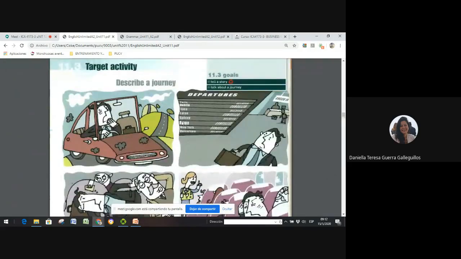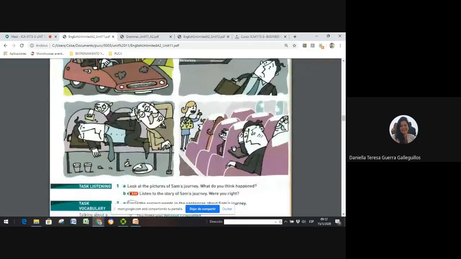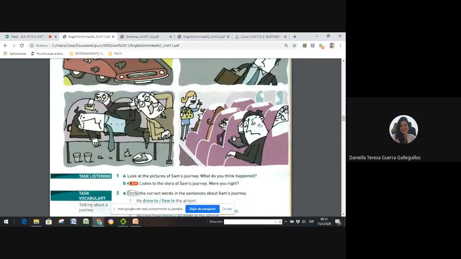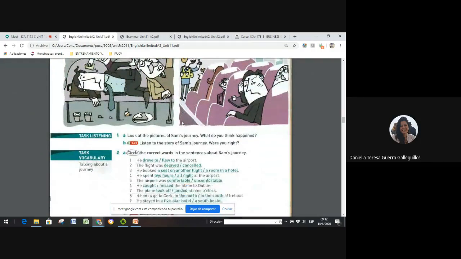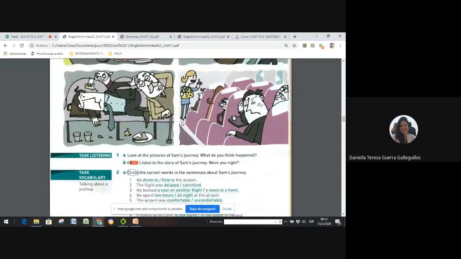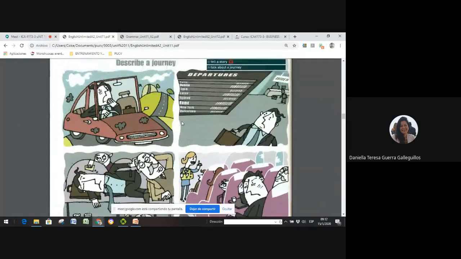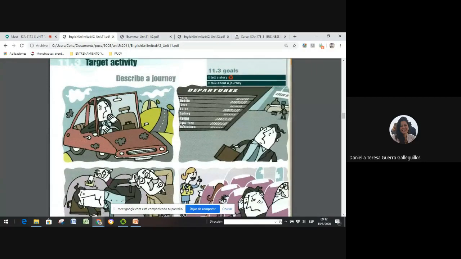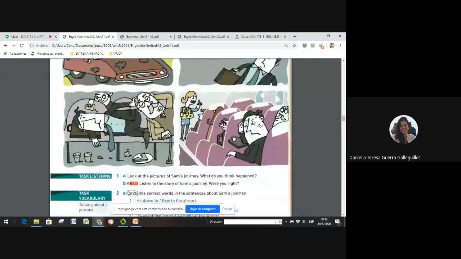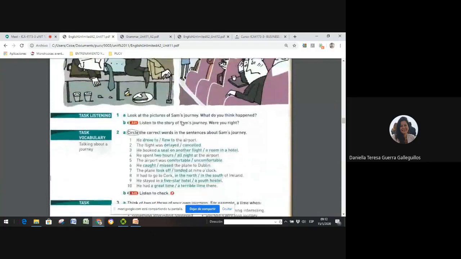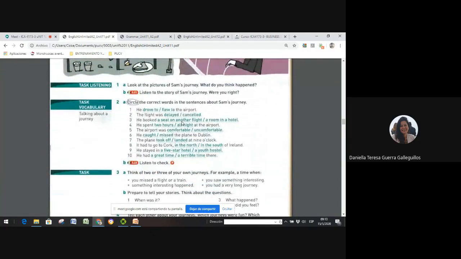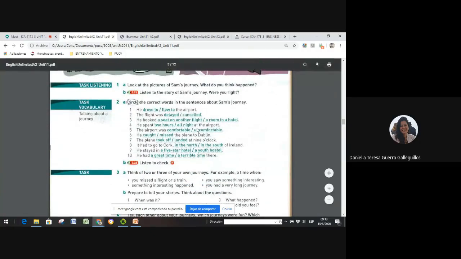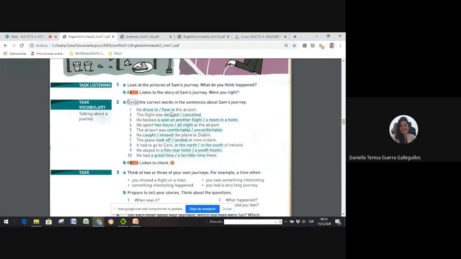So as you can see, we were talking about the airport, then we were talking about how to tell a story. Everything is here connected and mixed, because here we are describing a journey, and here we are describing situations that happened at the airport. So we are going to finish today's class with this activity to finish number 11, talking about a journey.